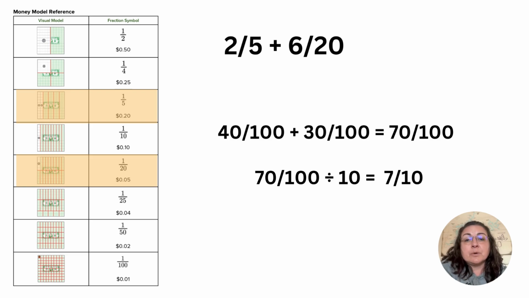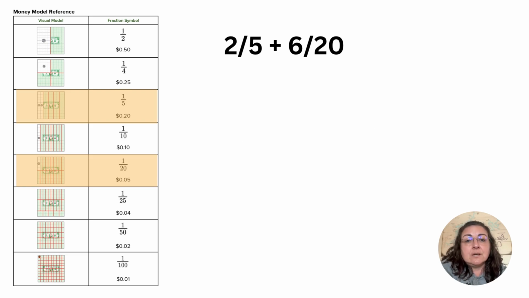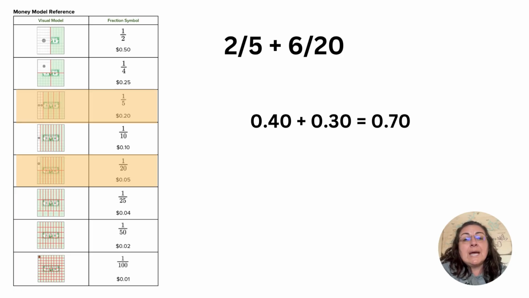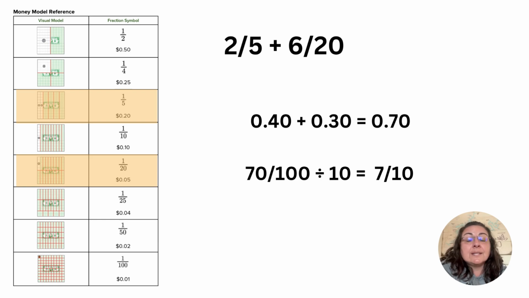Using decimals, 1/5 is 20 cents, so 2/5 is 40 cents, 0.40. And knowing 1/20th is 5 cents, so 6/20ths is 30 cents, 0.30. Add my decimals up. 0.40 plus 0.30 equals 0.70. I convert this decimal back to a fraction the way I say it, 70 hundredths, or simplified down to 7 tenths.